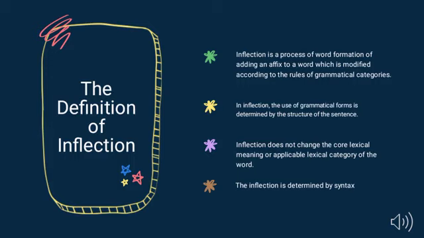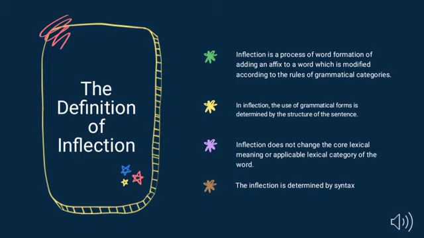The first discussion is about the definition of inflection. Inflection is a process of word formation of adding an affix to a word which is modified according to the rules of grammatical categories. In other words, it involves the formation of grammatical forms of a single lexeme, such as present, past, singular, plural, masculine, feminine, voice, case, aspect, person, number, gender, mood, and definiteness.